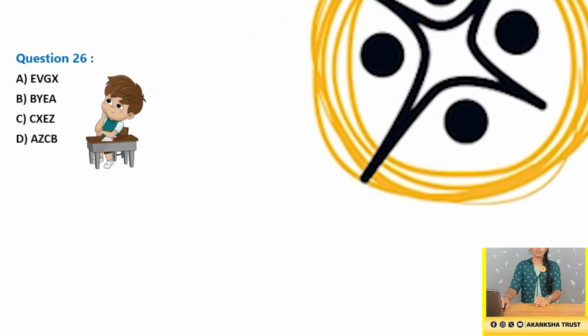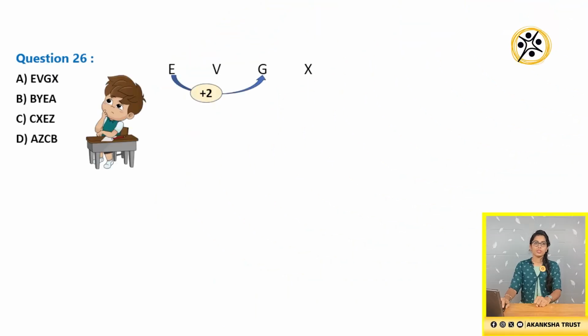Today's topic is odd one group of letters. Moving on to the next question. So here E plus 2 is G. Here we are considering the first letter and the third letter. The position of the first letter plus 2 gives the position of the third letter. The position of the second letter plus 2 gives the position of the fourth letter.